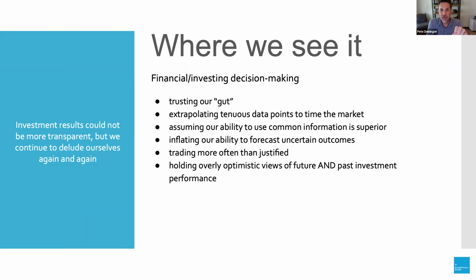And what's interesting is not only does it cause us to have overly optimistic views of our future performance, it will also cause us to take our past investment performance, which should be in front of us in black and white or black and red as the case may be, and cause us to be more optimistic about how we actually did. So this is an arena where investment results are incredibly transparent. We can see how we did. We can compare our performance versus various benchmarks, but we still fool ourselves about how we did and how we're likely to do going forward again and again and again.